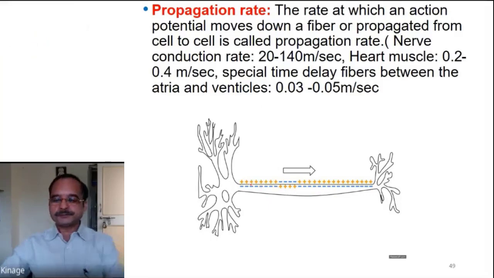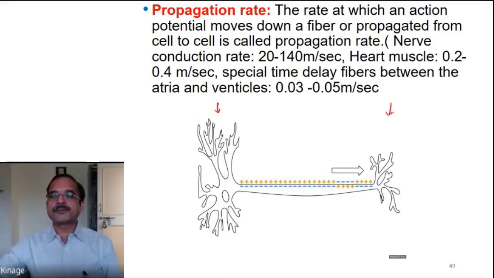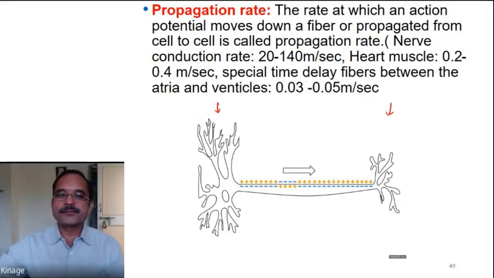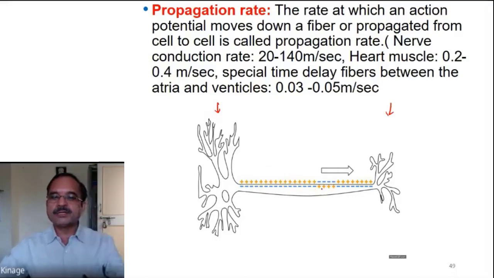Then we have seen earlier that this action potential propagates from one cell or one neuron to the other neuron. You can see in this diagram the negative charge and the positive one inside; it keeps on transmitting from one neuron to the other as shown in this diagram. So this rate is called the propagation rate.